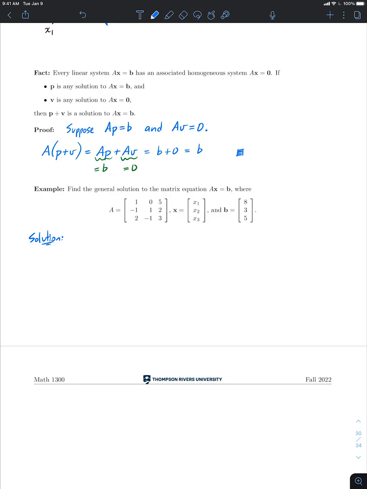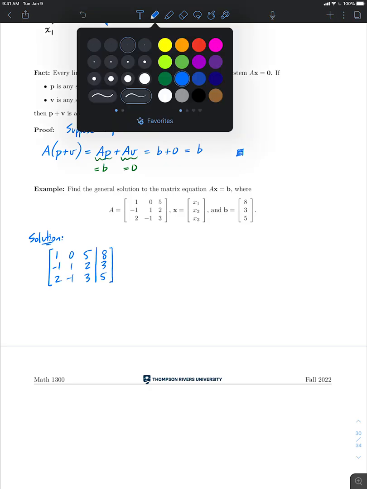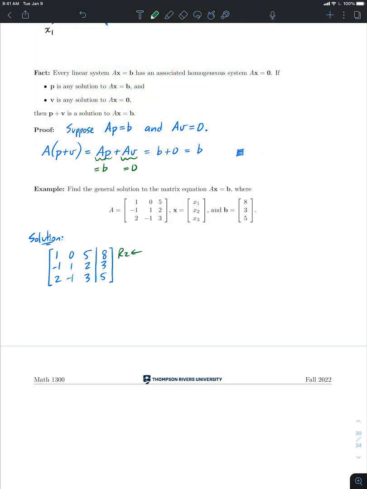So what's the solution going to look like? Well, we can just write down the augmented matrix of the underlying linear system, right? So we'll just copy our coefficients: 1, 0, 5, negative 1, 1, 2, 2, negative 1, 3, and then 8, 3, 5. Okay, and let's row reduce it. We will take row 2 and add row 1 to that, and then we'll take row 3 and subtract row 1 twice, and that will clear out the non-zero entries in the second and third row.